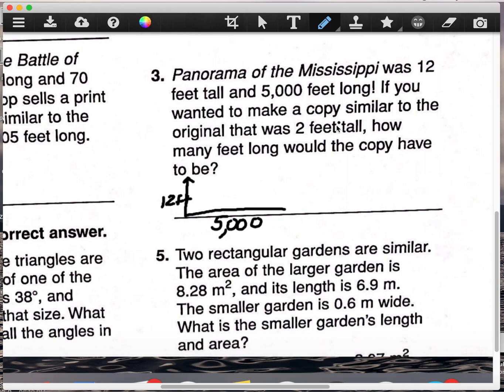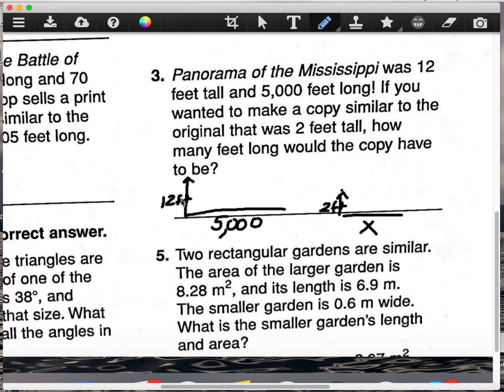If you wanted to make a copy similar to the original, but instead it was going to be 2 feet tall, and we don't know how long it's going to be. We're making a copy of this proportionally, but making it smaller, a model of it. It says, how many feet long would the copy have to be?